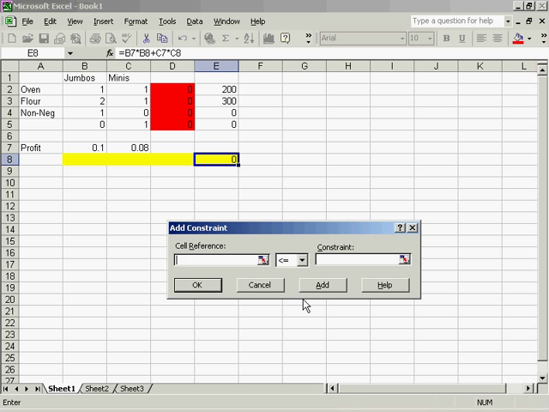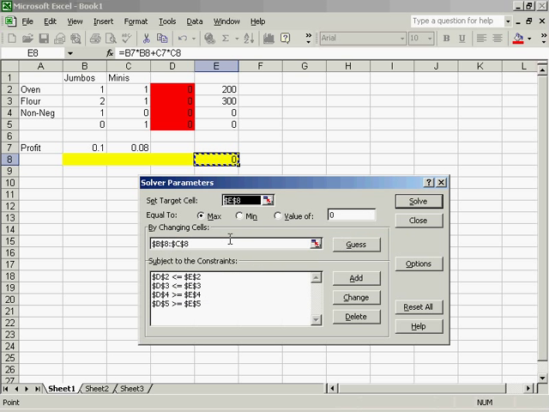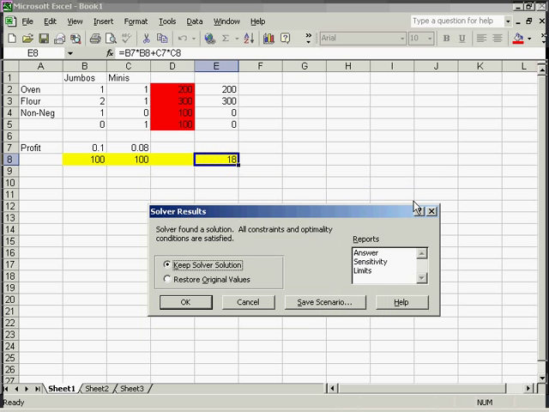I have more constraints, so I add. Cell reference, the formula. In this case, it's greater than or equal to. And the constraint is in E4, which is 0. I have one more to add. Cell reference is the equation. This one is also greater than or equal to. And finally, I choose E5. Since I have all my constraints now, I select OK. I have everything filled in. Now it's time to choose solve.